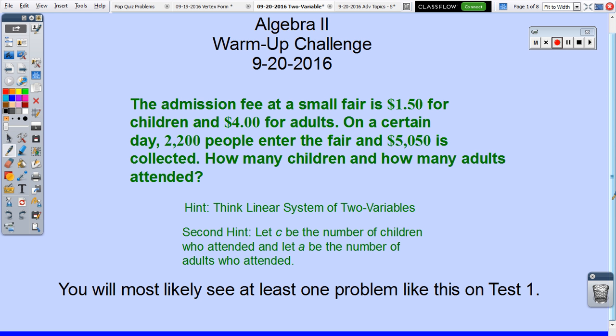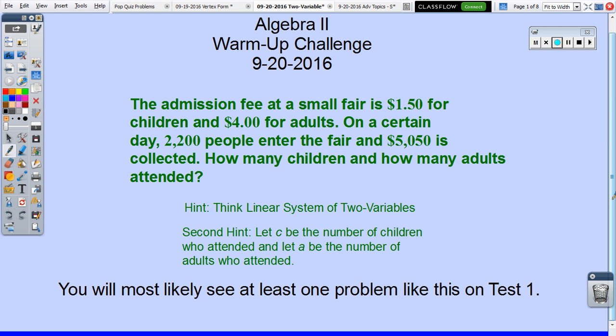The hint: think linear systems of two variables. You guys kind of have an idea what that looks like. Second hint: let C be the number of children who attended and let A be the number of adults who attended. Typically, you're not going to have these hints, but this is a review from a couple weeks ago. The first step to this type of problem is letting variables represent what you don't know.